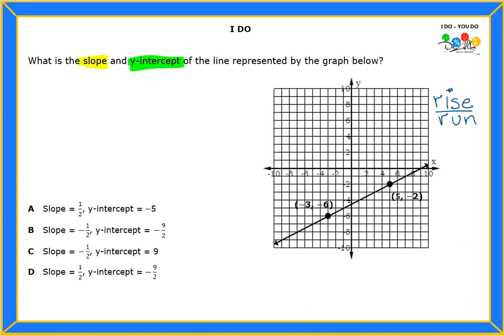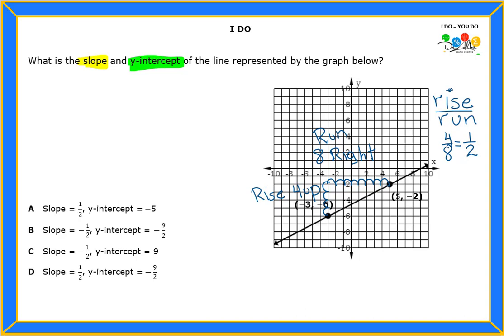So I'm gonna go from the bottom point to the top. I'm gonna count 1, 2, 3, and 4. So the rise is 4 up, and then 1, 2, 3, 4, 5, 6, 7, and 8. Very good. 8 to the right. And that's what I call the run. So I can write down my numbers as 4 over 8. And if I simplify 4 over 8, I will get 1 over 2.